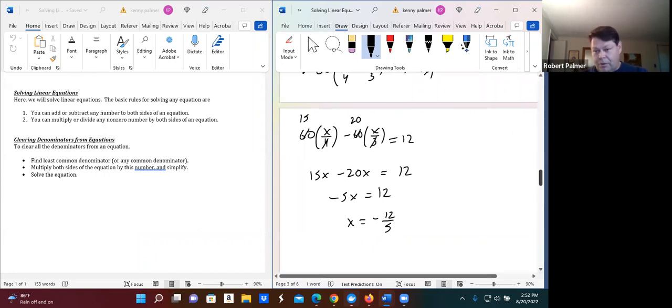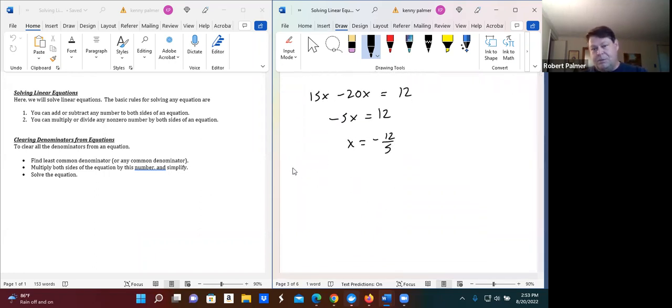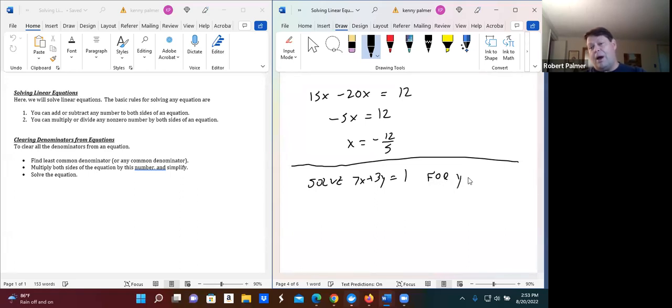Now let's do one more problem. This is going to be a little bit different. What we're going to do is, this is another linear equation, as we'll see. We want to solve this equation, 7x plus 3y equals 1, for y. Okay, what does that mean?